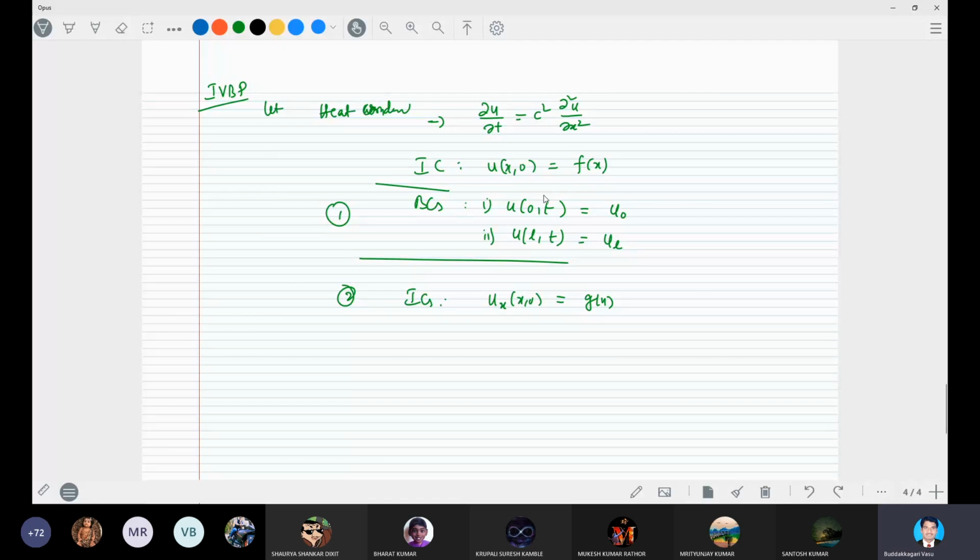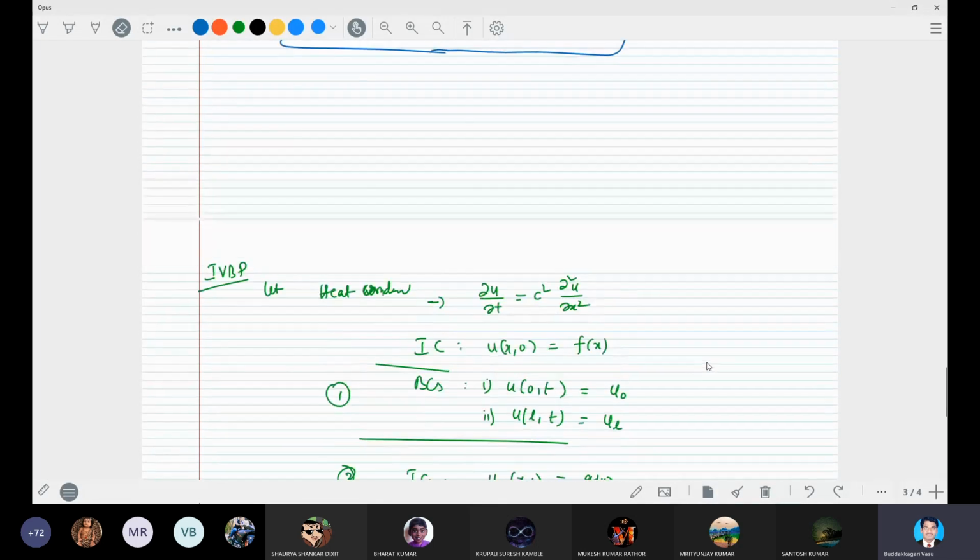The boundary conditions may be the first derivative at 0 comma t equal to u naught star, whatever it is, and at l comma t it is insulated. In such a case, we may have g(x), whatever it is, as the initial condition. Suppose there are derivative boundary conditions u_x(0, t) at the initial point.